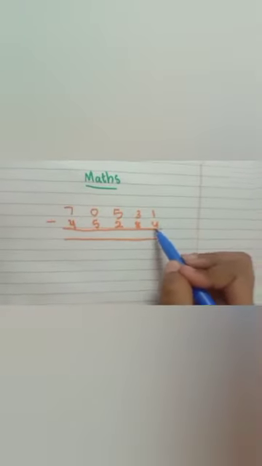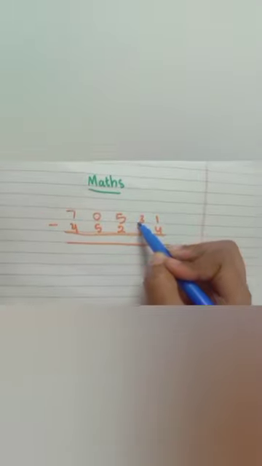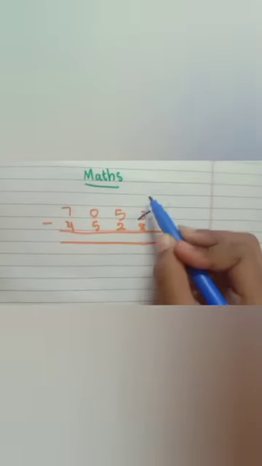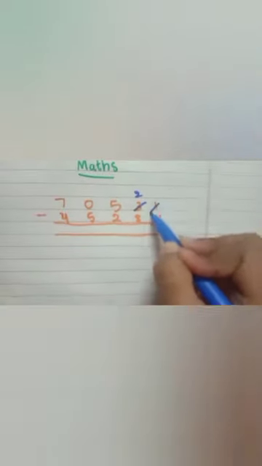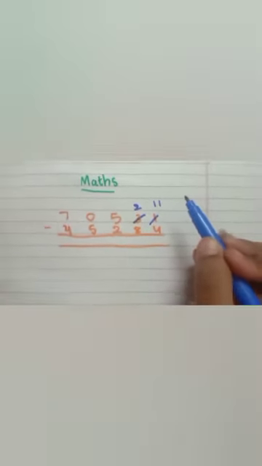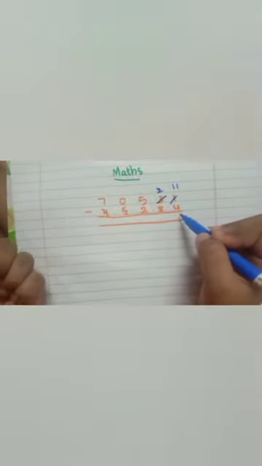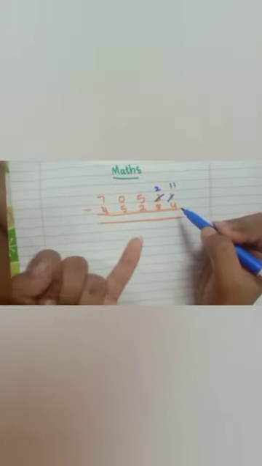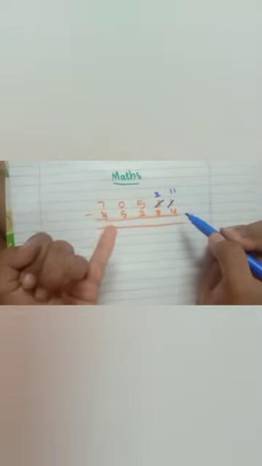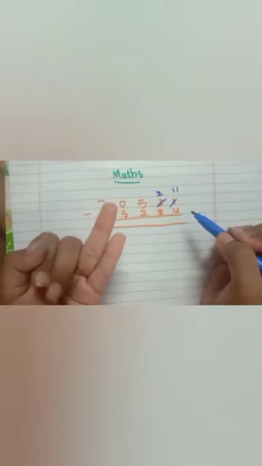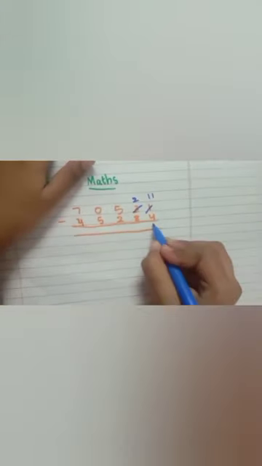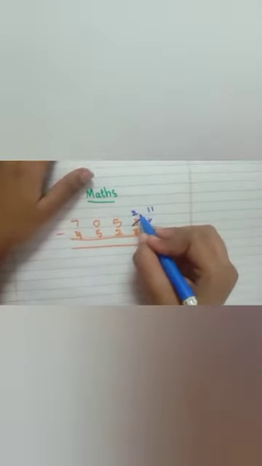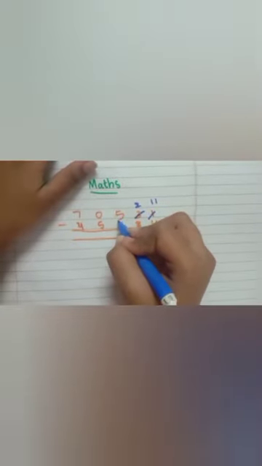1 minus 4 is not possible. We have to take borrow from 3. 3 will become 2, and 1 will become 11. 11 minus 4: 5, 6, 7, 8, 9, 10, 11. 7 is the answer.